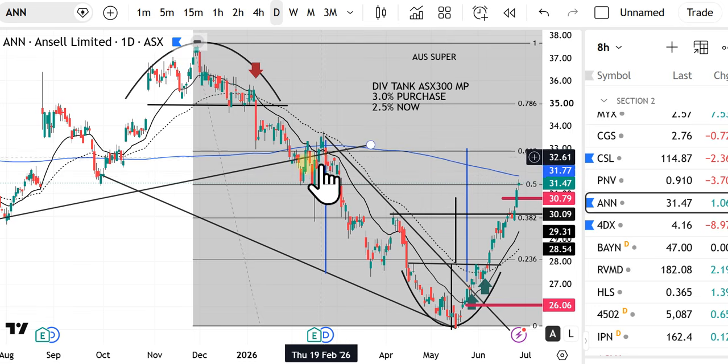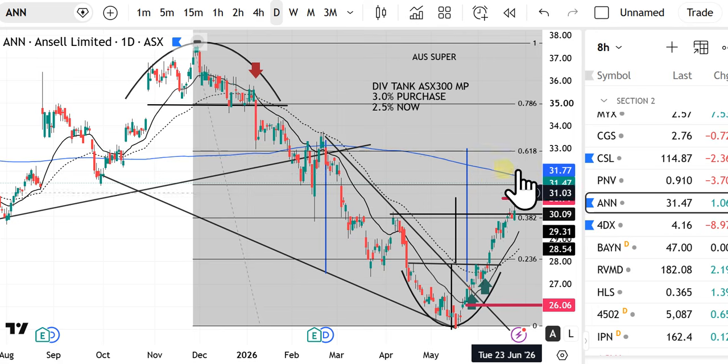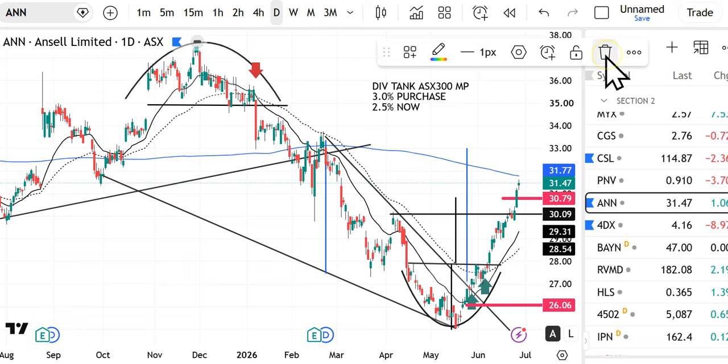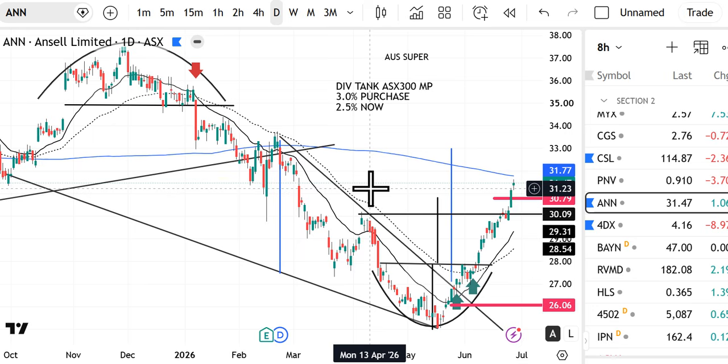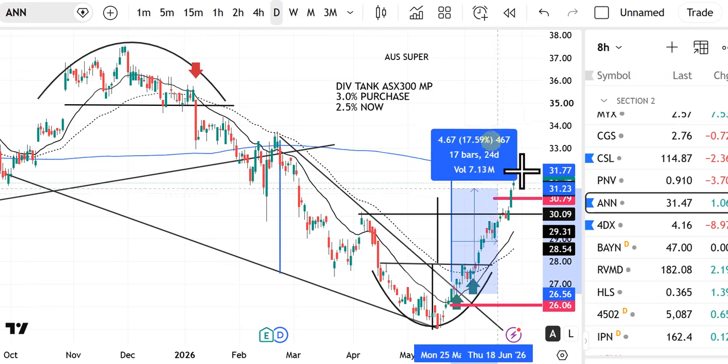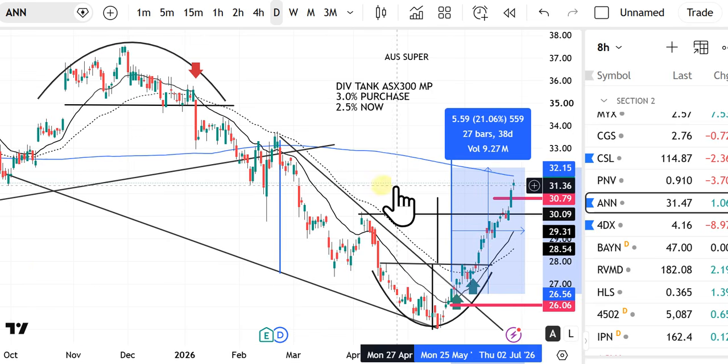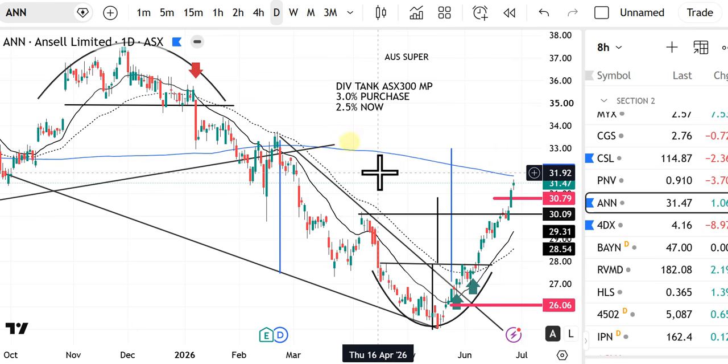And we've got congestion up here, so I'm figuring we'll be looking for a shooting star somewhere in this area to sell it, because then we would have locked in a nice 20% gain in about a month. That's about what your super fund does in 2 years.